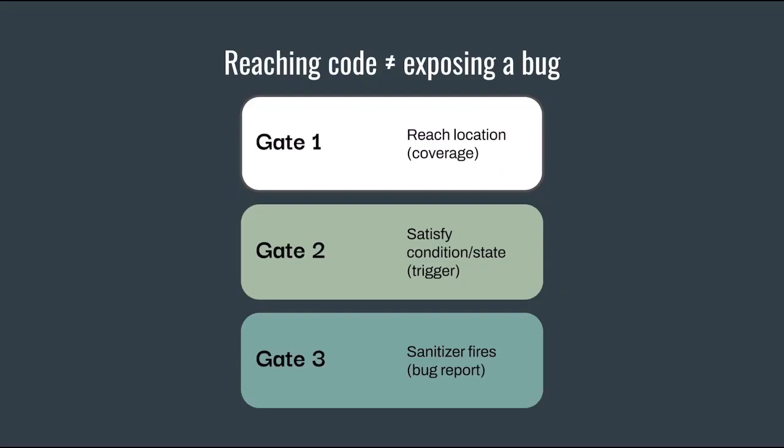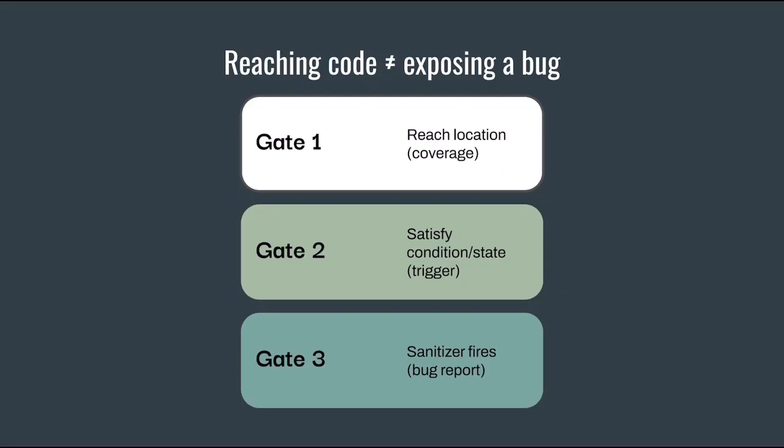Gate 2 is satisfy the trigger condition. Coverage does not measure this. Many bugs only happen when the program is in a very specific state, and that state could depend on deep structural properties of the input, like lengths matching internal allocations in a particular way, or sequences of operations that set up a dangerous condition. For example, a parser might be executed every time, so it's covered, yet the bug only triggers when a specific optional field is present and a length variable causes a boundary condition.